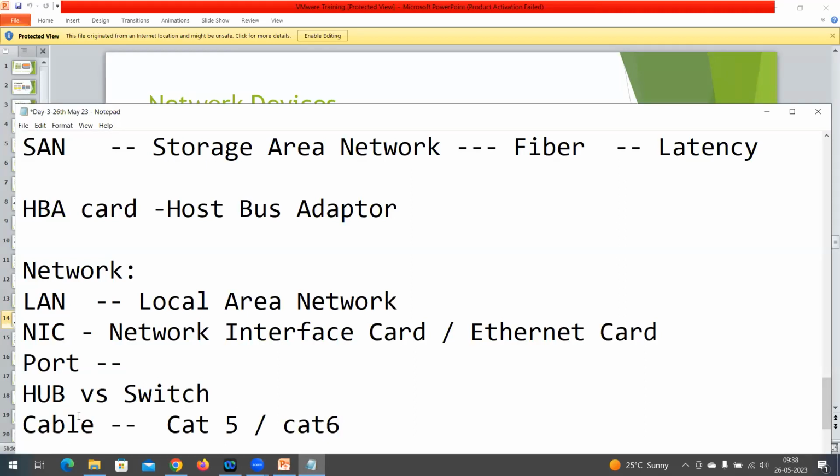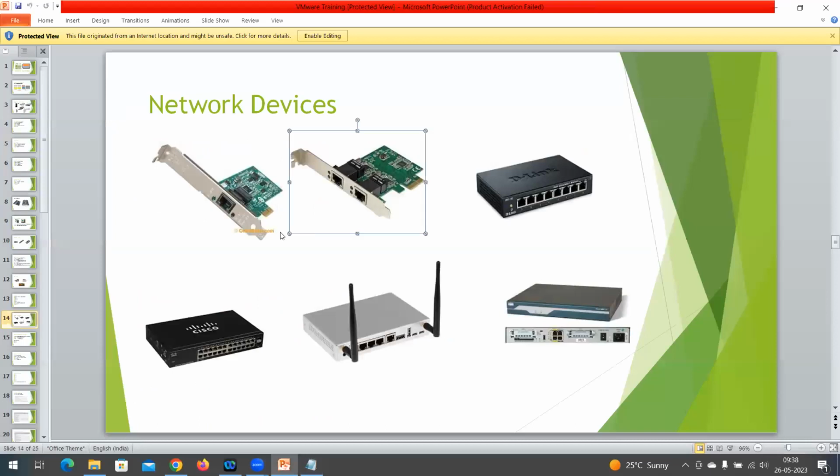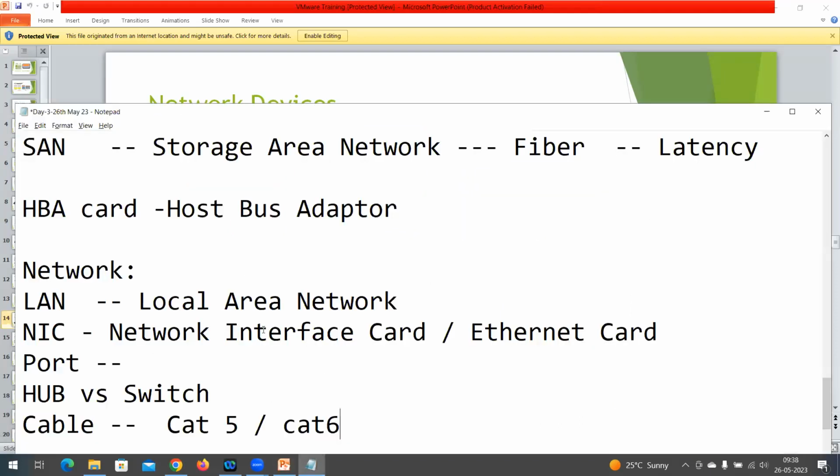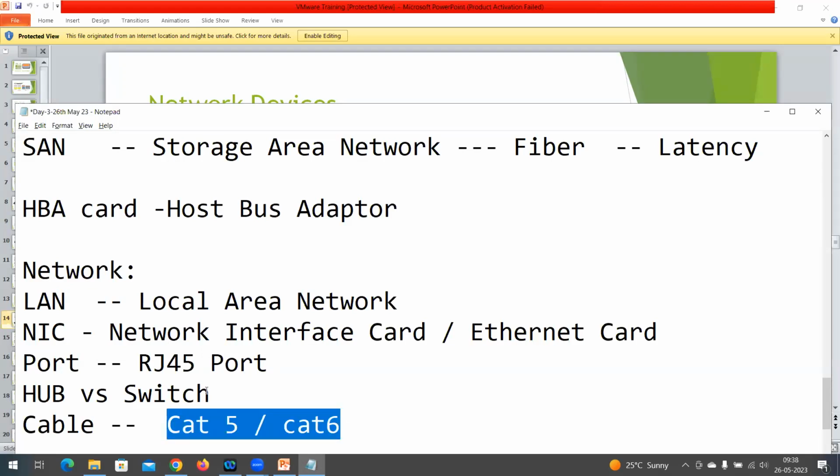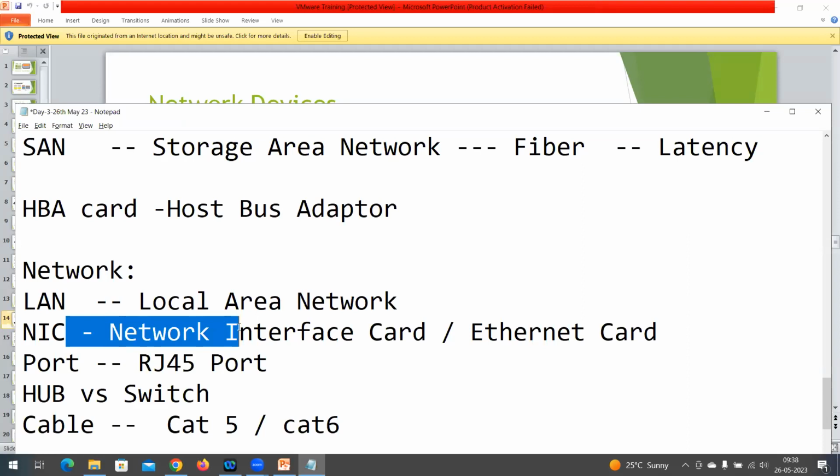We are going to insert that Cat5 cable into a port. What is that port? We call it RJ45. For each and every network interface, whatever port it has, we call it an RJ45 port, where we insert the cable. One end is inserted into the network card of the system, and the other end connects to the switch.